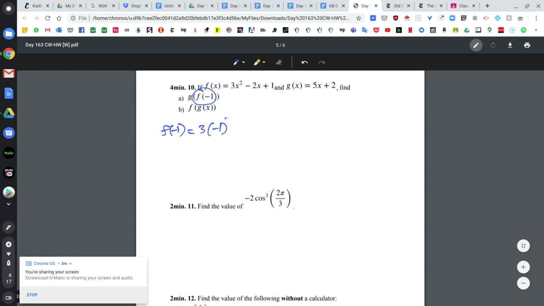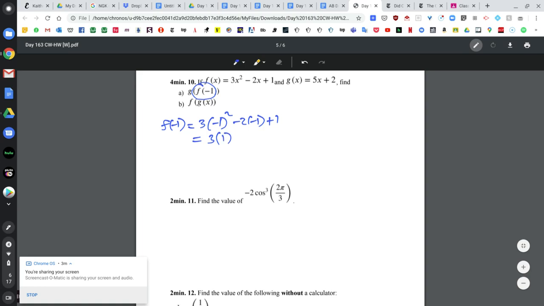So 3 times negative 1 squared minus 2 times negative 1 plus 1. Negative 1 squared is 1. Negative 2 times negative 1 is positive 2 plus 1. 3 times 1, 3 plus 2, 5 plus 1, 6. Are we done with the problem? No. It says find g of f of negative 1.